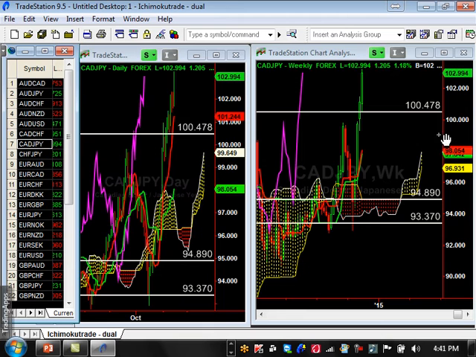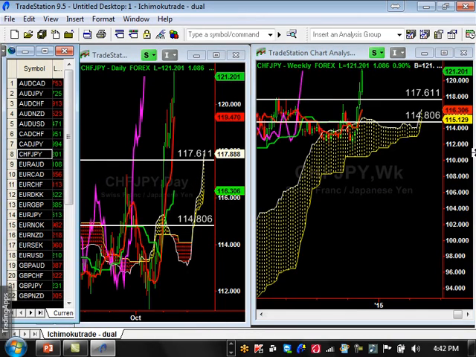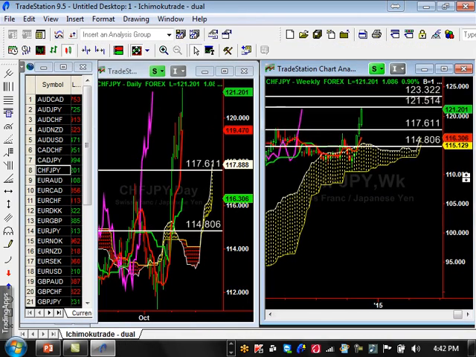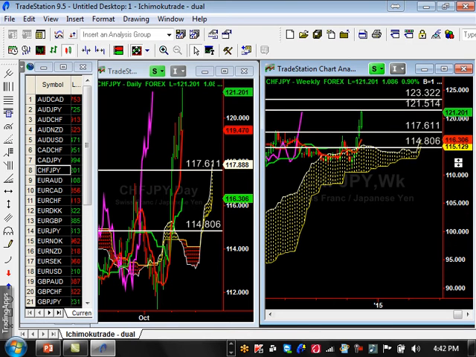Next is going to be CAD Yen. As you can see, this has basically blown through the roof here, basically below the resistance at 100.47. It's now slowly getting to our target, which is 105.34. Swiss Yen, if you look here, broke the resistance at 117.61 and just got to our target at 121.51, and if it breaks that, it's going to continue on to 123.32.